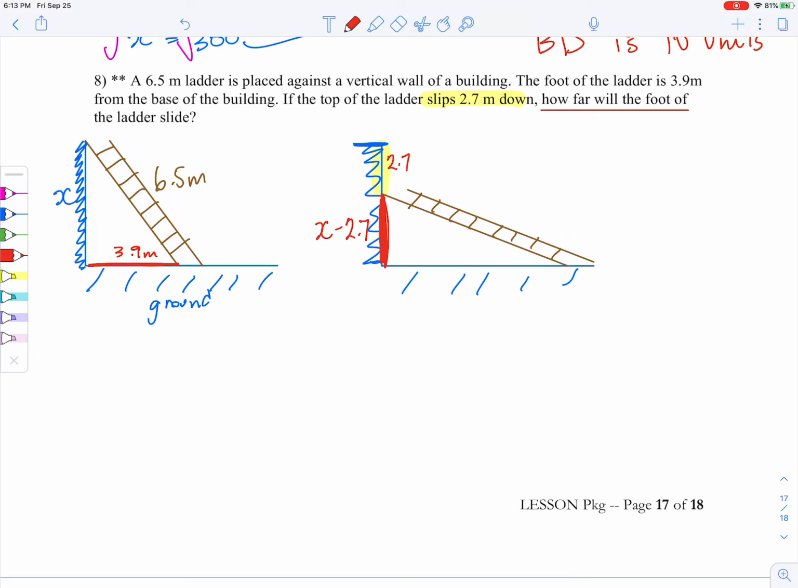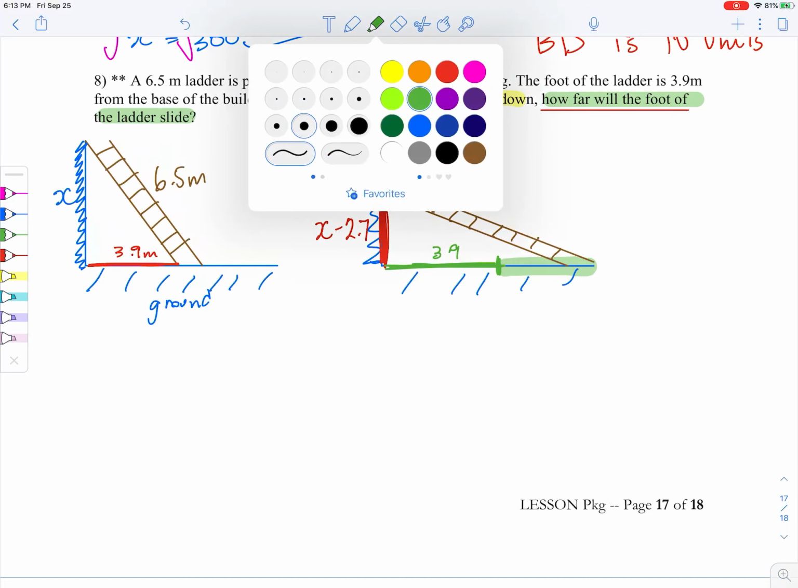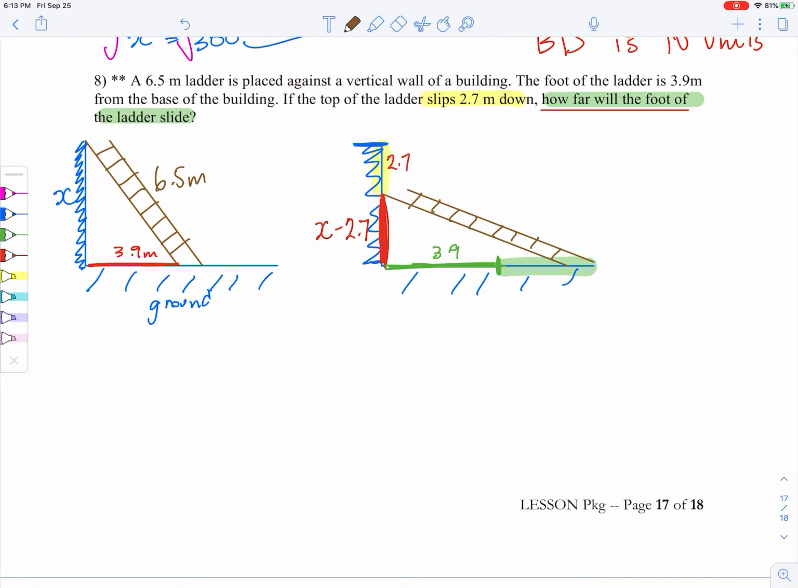But really they want to know, if it was before 3.9, how much did the foot slip? I'm going to use a different color, I'm going to get the green highlighter. So how far did the foot slide? That's going to be this green amount that we're going to figure out. And the ladder is still going to be 6.5 because the ladder doesn't grow or shrink.